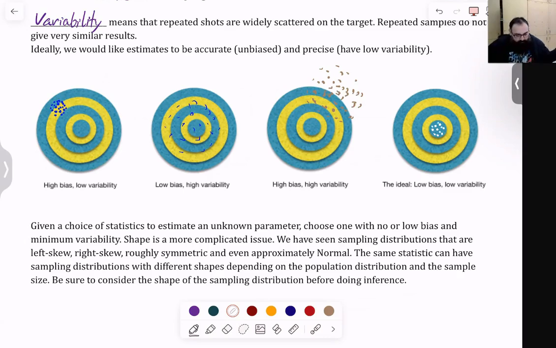Oh, white would have been really good. Should have changed everything to white. Okay, it's fine. Any questions there on those 4 scenarios?